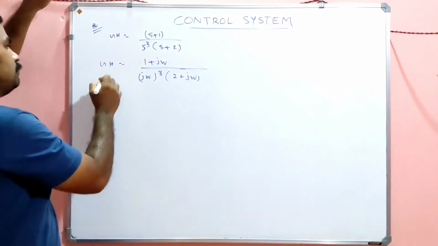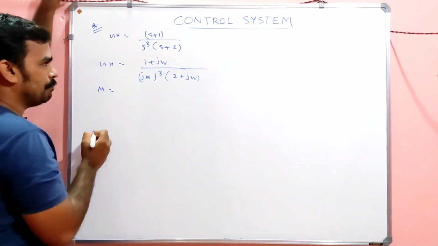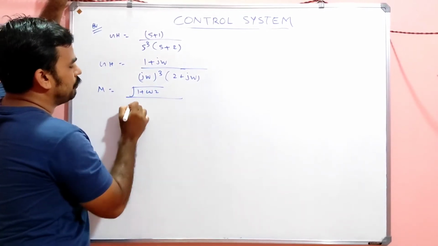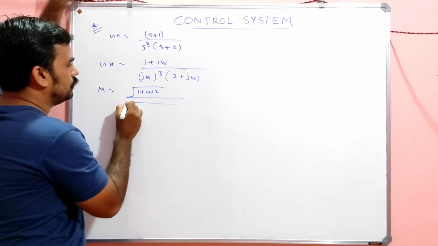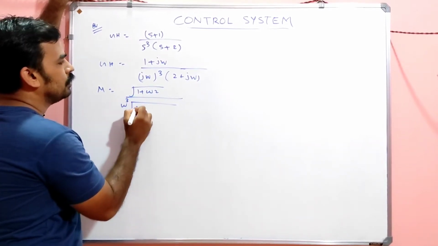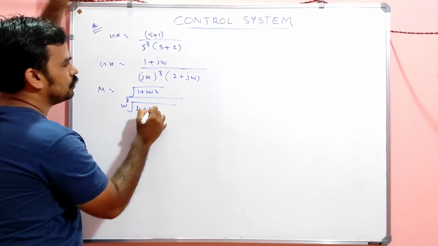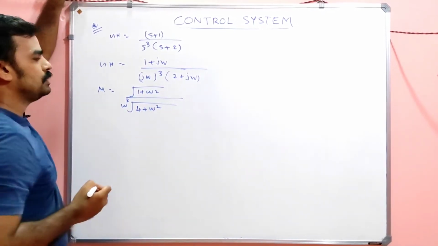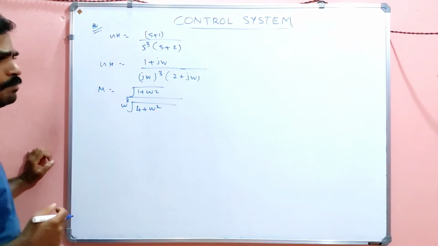So what will be the magnitude? The magnitude M will be root of (1 plus omega square) divided by root of omega cube, since the j omega cube is outside, into (4 plus omega square). Am I right, my dears? So this is the magnitude.